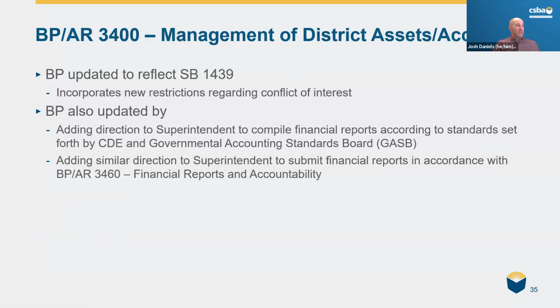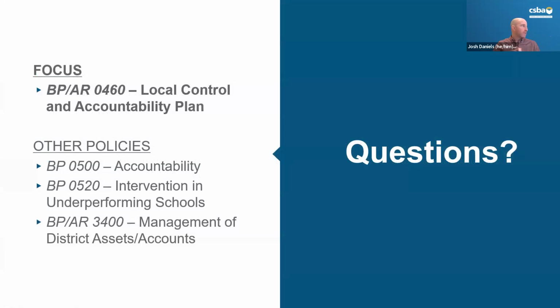One last one in this section is 3400 Management of District Assets and Accounts, shifting completely from the other three. We did incorporate some language around conflict of interest that came out of SB 1439 a year or two ago. And then added direction to the superintendent to follow GASB and some other direction and standards set by CDE. And we really want the superintendent to submit those reports in accordance with the other relevant policy, BP/AR 3460. With that, we have time for questions.